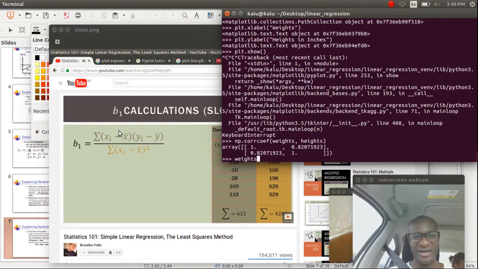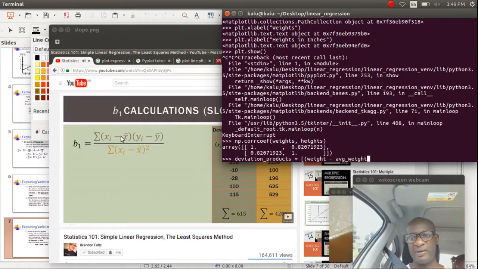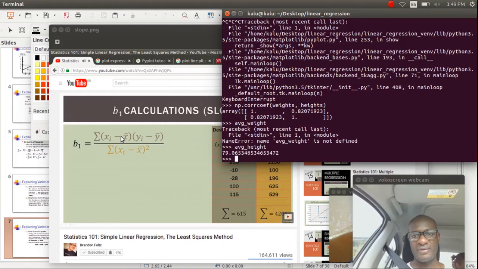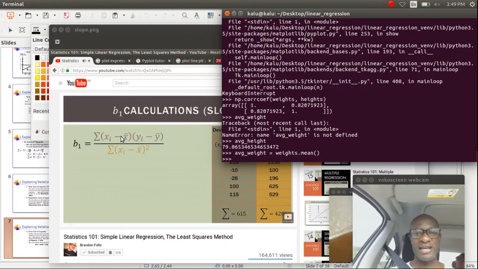So first we want to get the deviation products. So the deviation products equals, let's see, we want to get each xi. This xi just represents each weight. Let's just do weight. Each weight minus the average weight. And I think we already got this. Let me just make sure that we already have average weight, average height. So let's get average weights equals weights dot mean. So now we have average height, and let's go ahead and get this again.